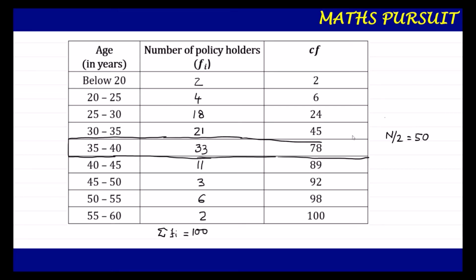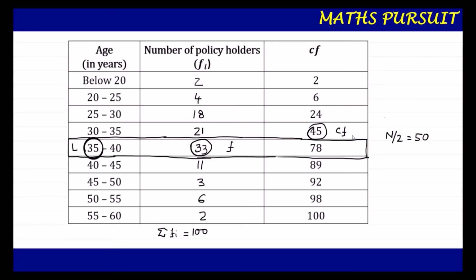This is going to be our median class row. After finding the median class row, it is now very easy to determine the other things. This 33 is going to be our frequency, this 45 is our cumulative frequency, and this 35 is the lower limit of the class.